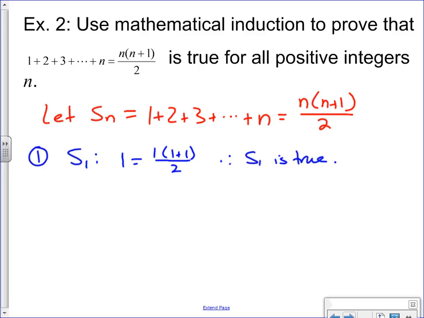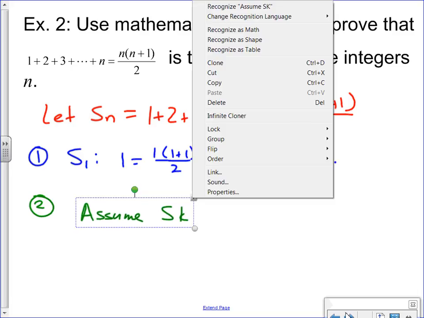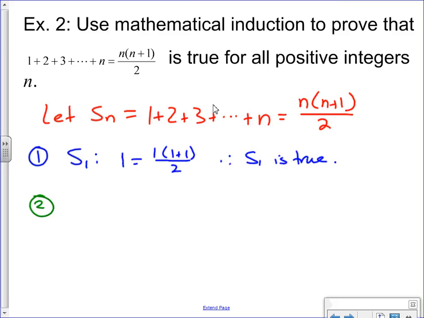Oh goodness. Here we go. The second step is my favorite line, because all you have to say is assume S_k. Nope, okay, let me do this. It's supposed to be little k, please. Here we go.